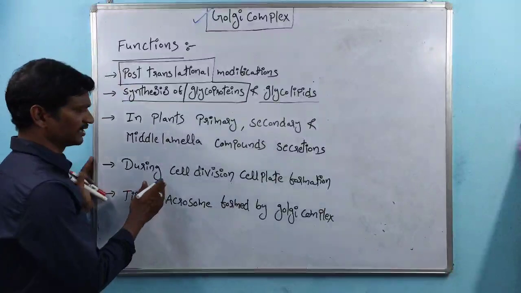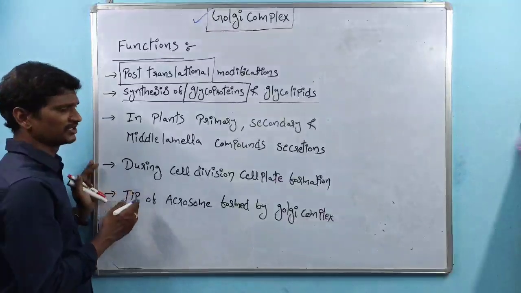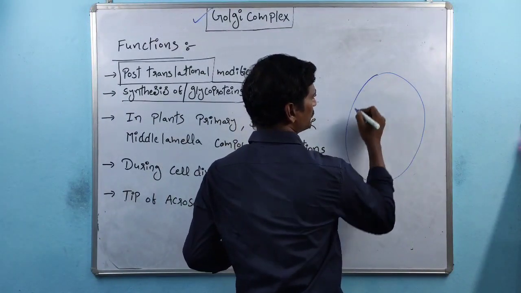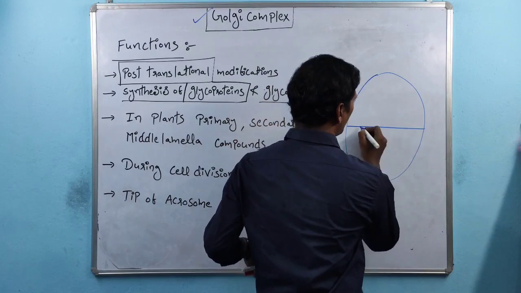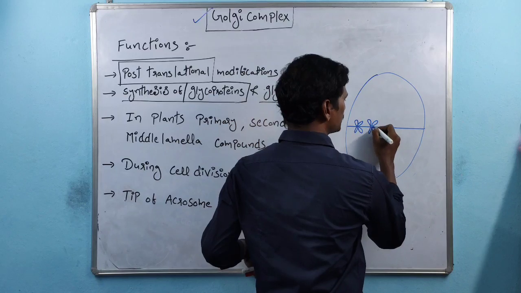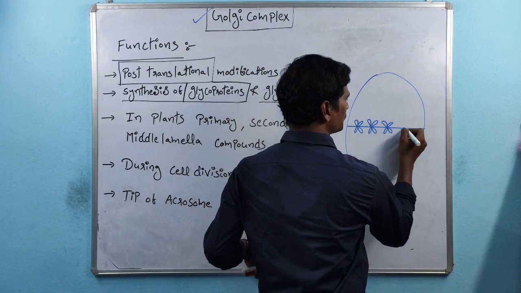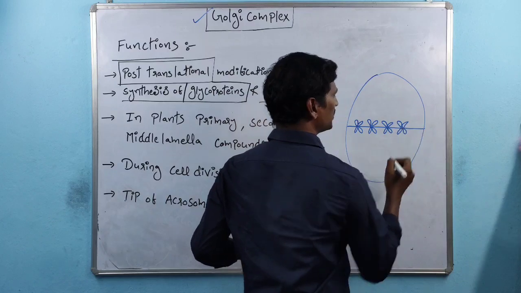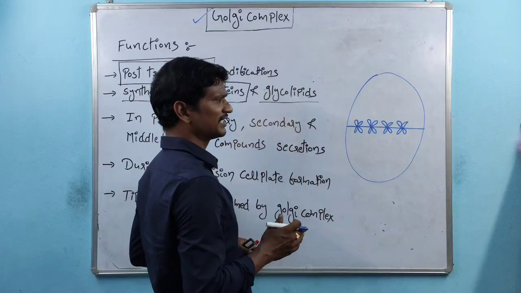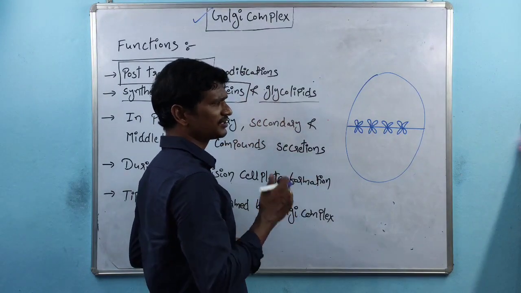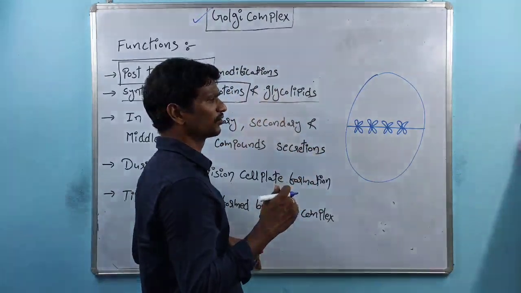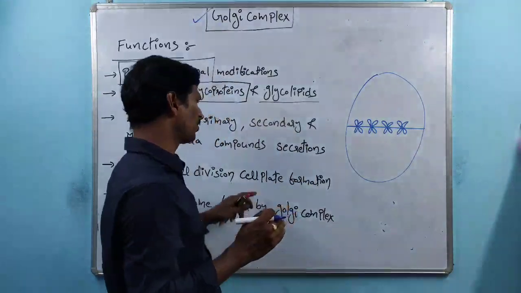And coming to the next one, during the cell division process, cell plate formation. What is the cell plate? See, this is one of the cells. During the cell division process, at the center of the cell, all chromosomes are arranged during metaphase. This is the metaphase, right? All chromosomes are arranged at the middle of the cell. So wherever the chromosomes are aligned, that line is called the cell plate.